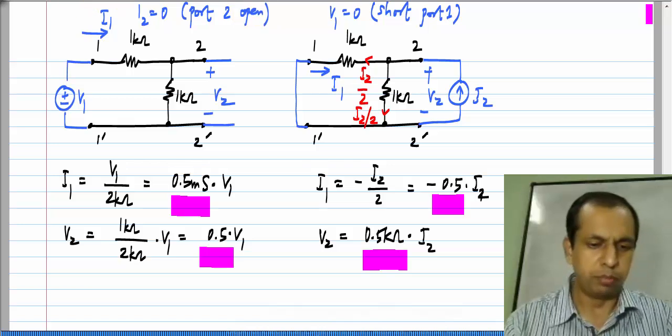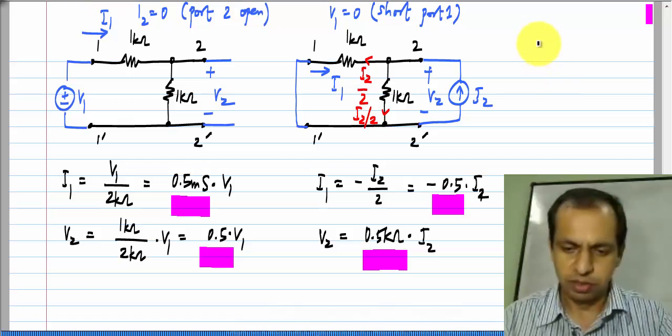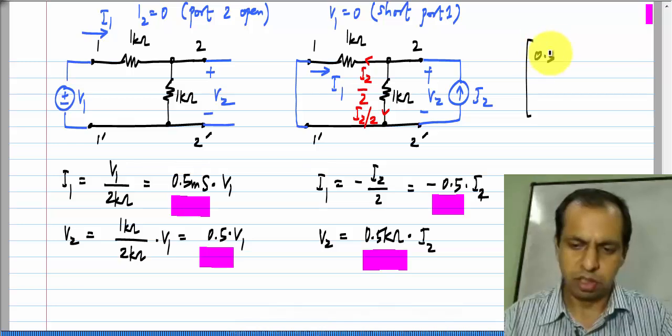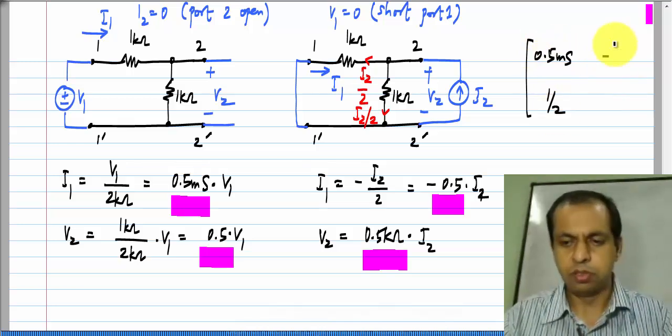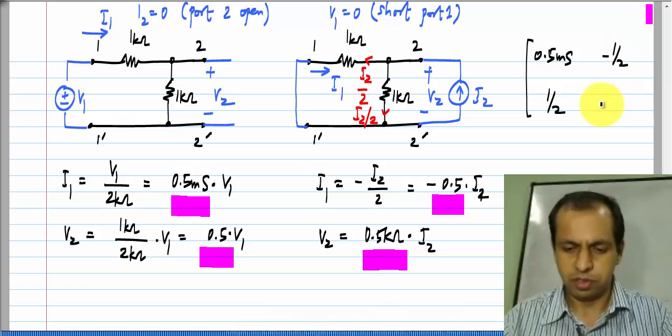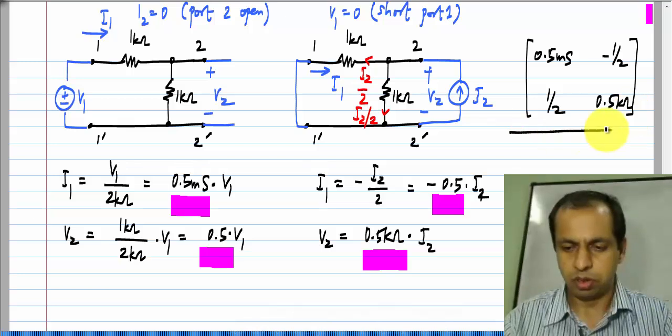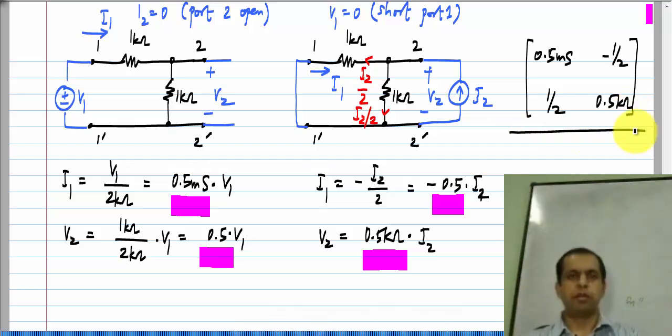So, the G parameter matrix for this particular circuit is half a millisiemens, half, minus half and half a kilo ohm. Okay. Quite simple.